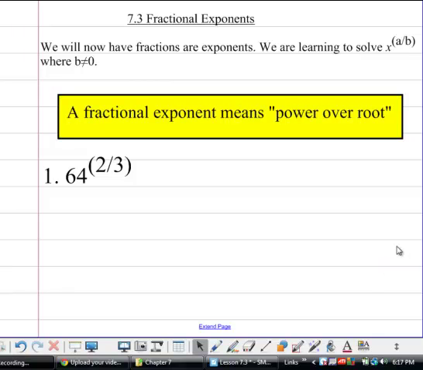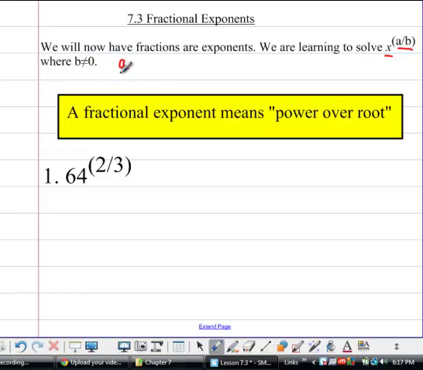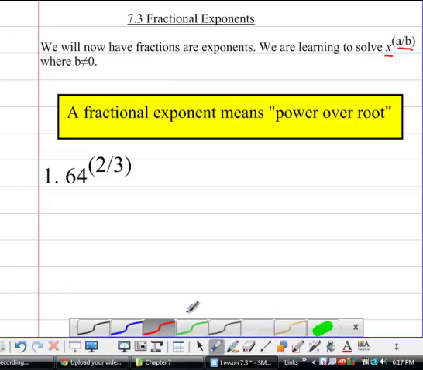All right, 7-3, we're doing fractional exponents, and it's just what it says. We're going to have exponents that contain fractions. So we are learning to solve x to the a over b, and again, b cannot be equal to 0, because if you had b as 0, you would have an undefined fraction, which is a no-no. All right, so this is what I'm trying to teach you today.